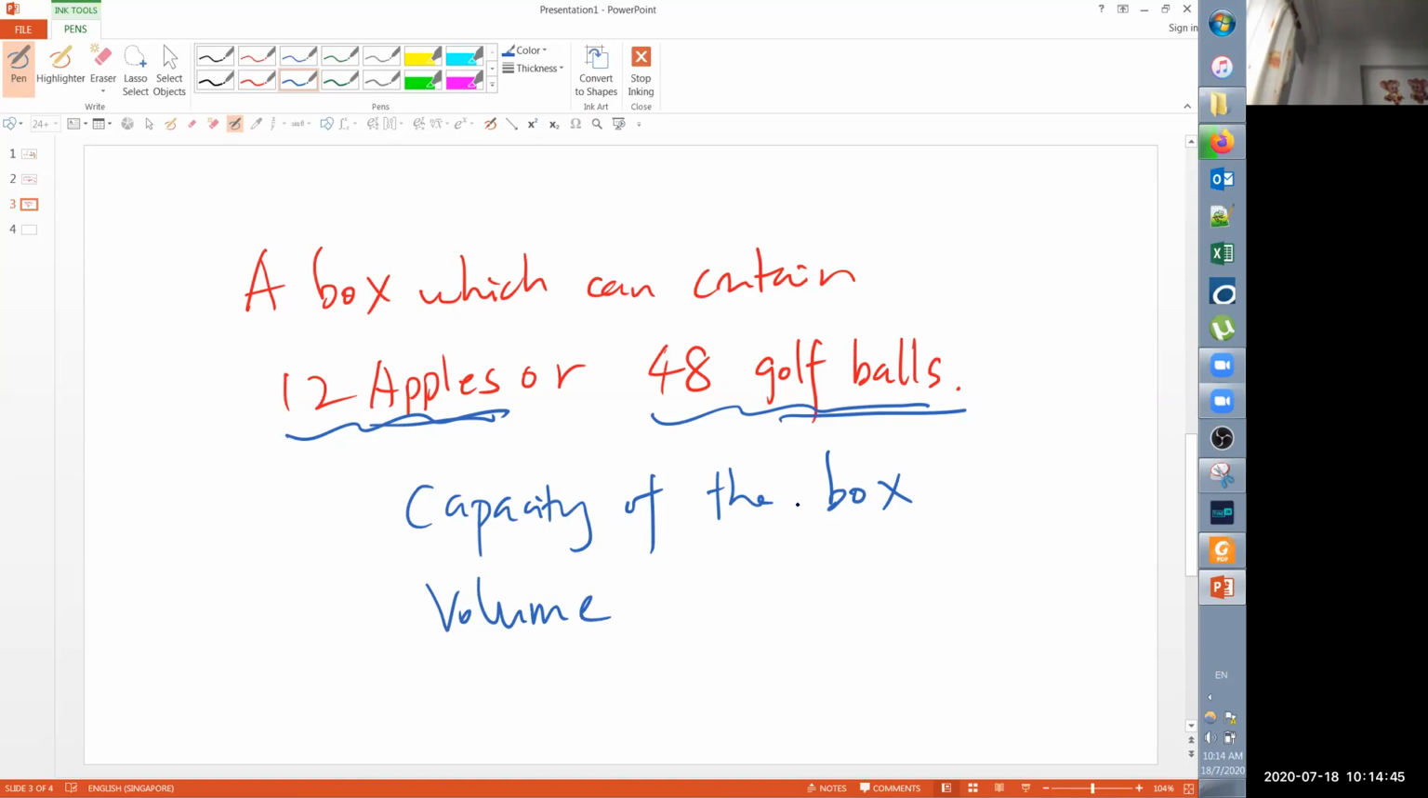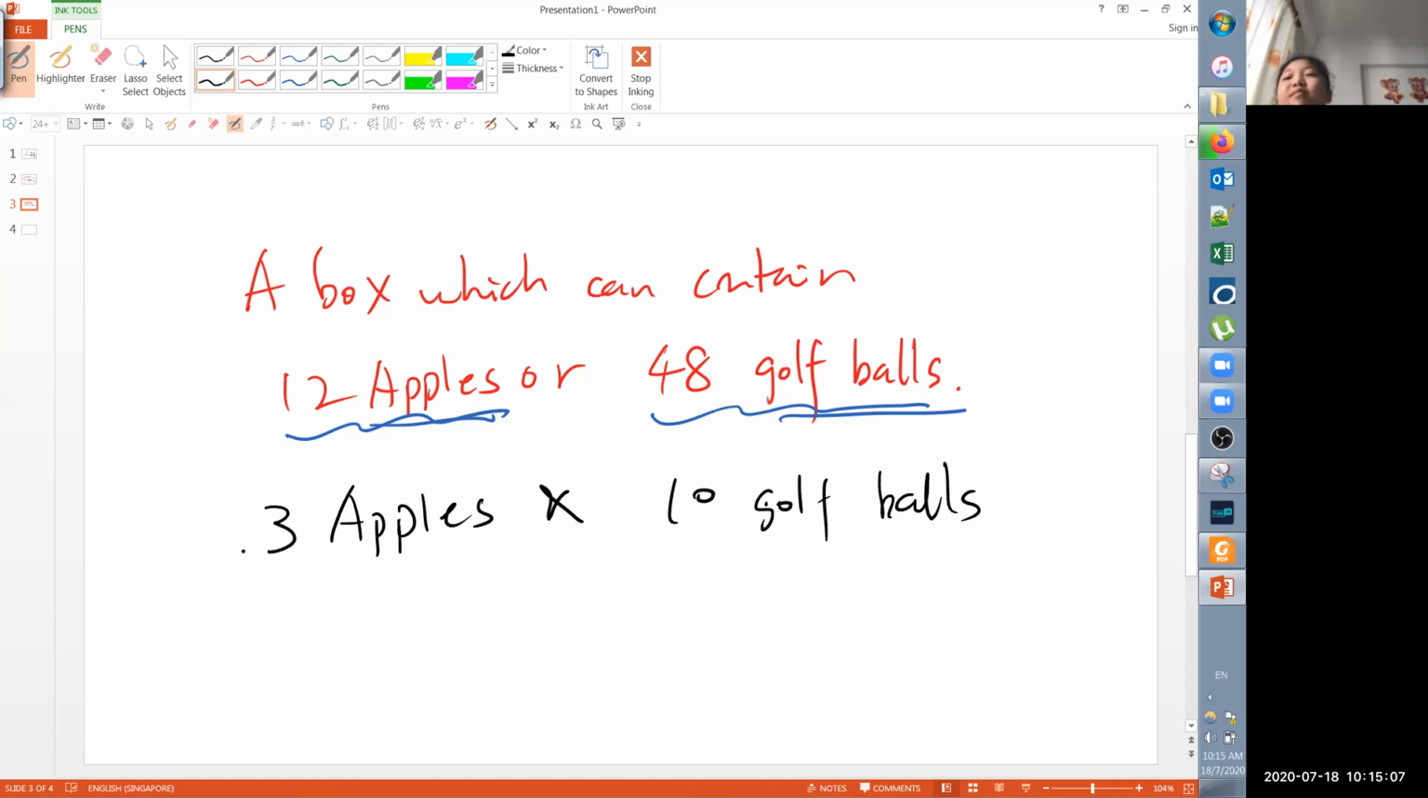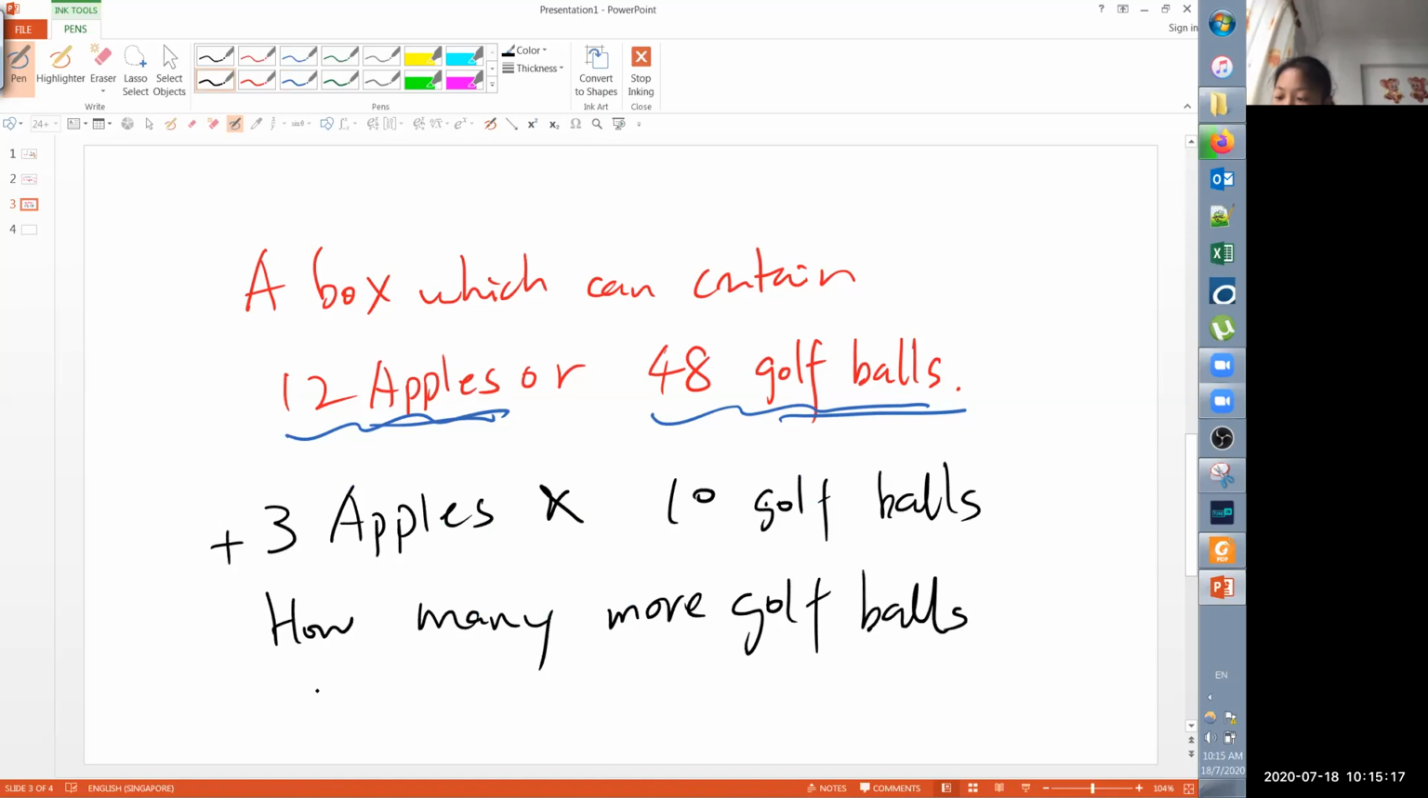So now the question can be like, I already have 3 apples and 10 golf balls inside the box. So now the question is, how many more golf balls can I put in the box?